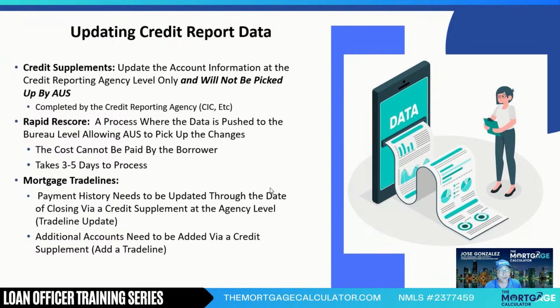However, if the mortgage does not appear on the borrower's credit report, then you need to have that trade line added via a credit supplement. That's going to be the add a trade line, where again you also provide the information, and then they will call the trade line, verify the data, and then put it on the credit supplement, and your credit report will be updated at the agency level. Again, if these trade lines need to be picked up by AUS, then you're going to have these trade lines added via a rapid rescore.